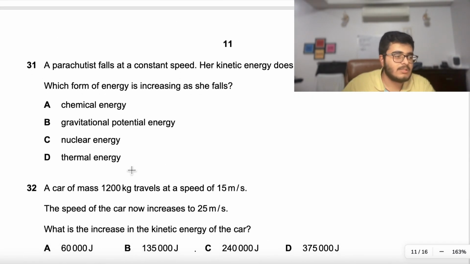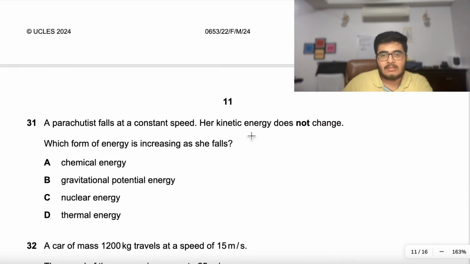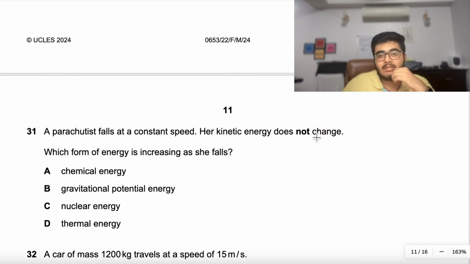Moving on to the next question. Next question says a parachute falls at a constant speed. Her kinetic energy does not change. Which form of energy is changing? So kinetic energy is not changing, which means it might be moving at a constant speed. So just leave all the factors. Kinetic energy is not changing, then which energy is changing?